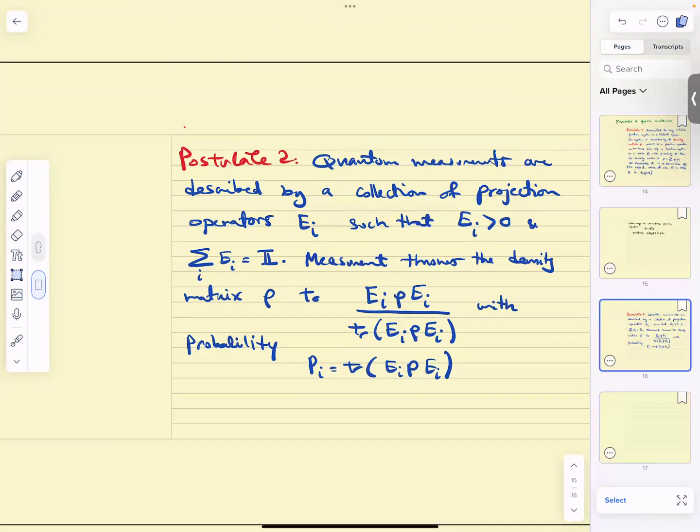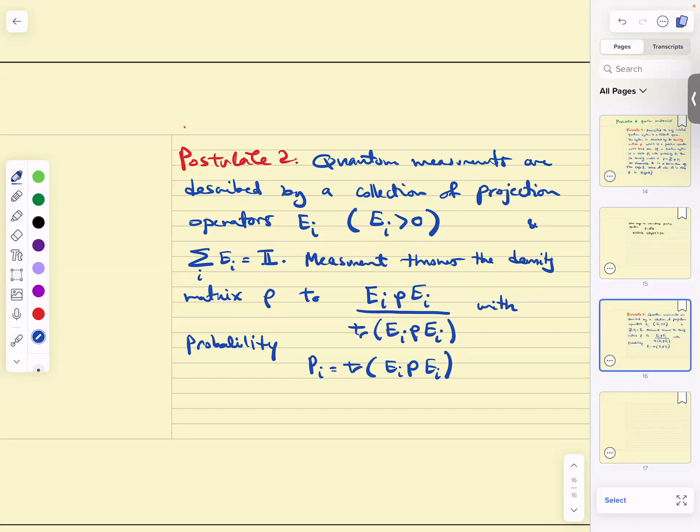Now comes the tricky postulate that I said I'm going to present. This is the measurement postulate. I should have a measurement postulate for density matrices. Quantum measurements are described by a collection of projection operators E_i. Because they're projection operators, they're positive. How do you know that projection operators are positive? What are the eigenvalues of projection operators? 1 and 0. It can't be anything else. So they're positive operators, and they add up to 1.